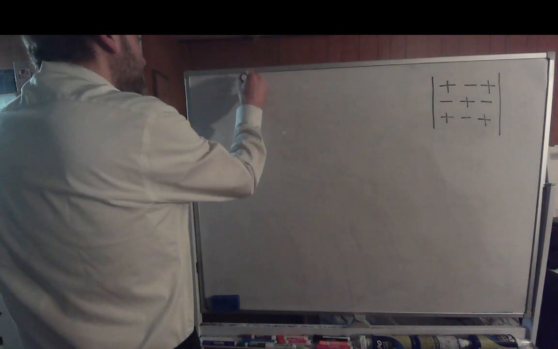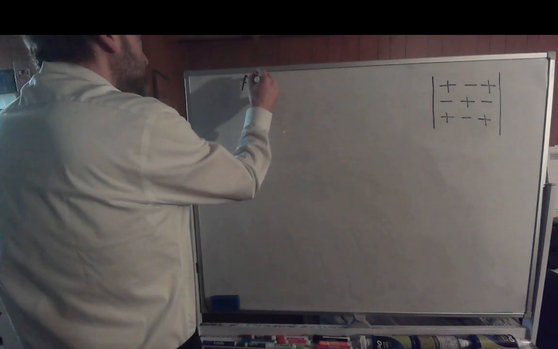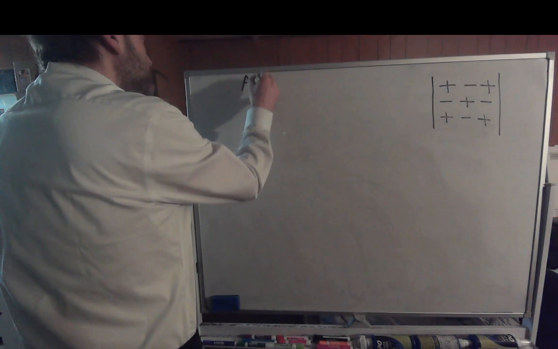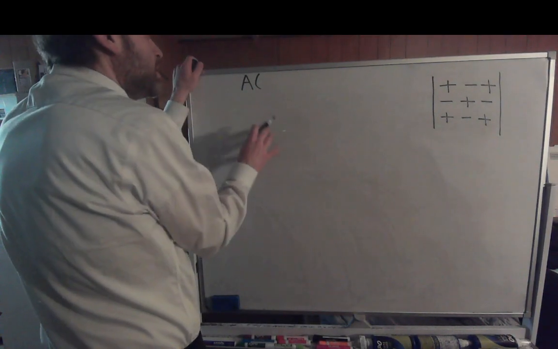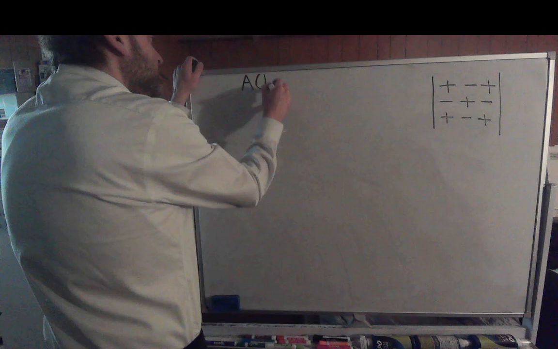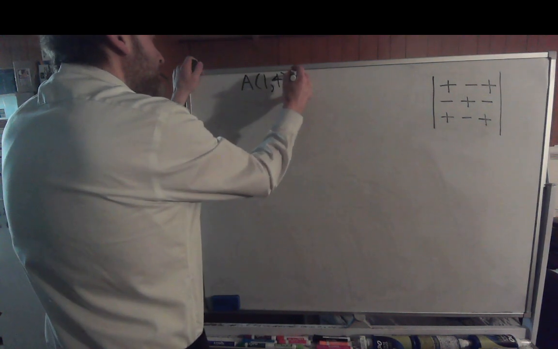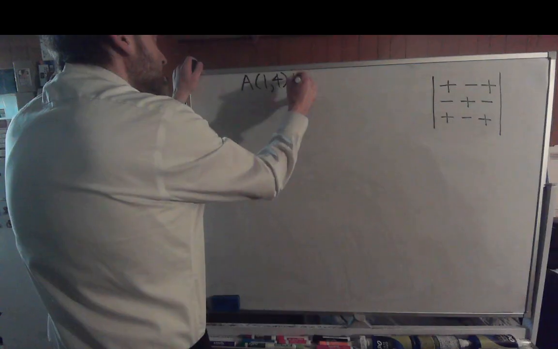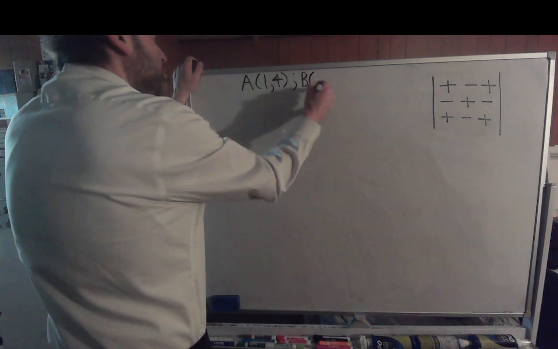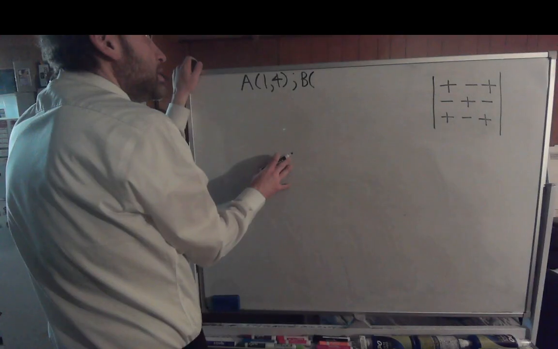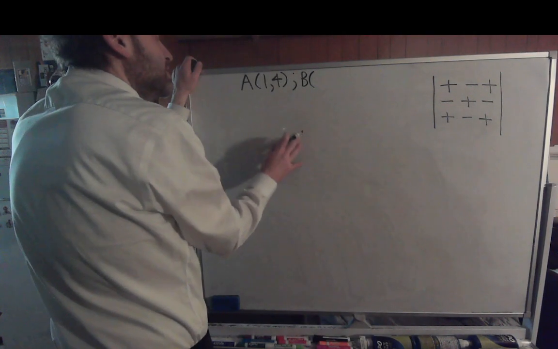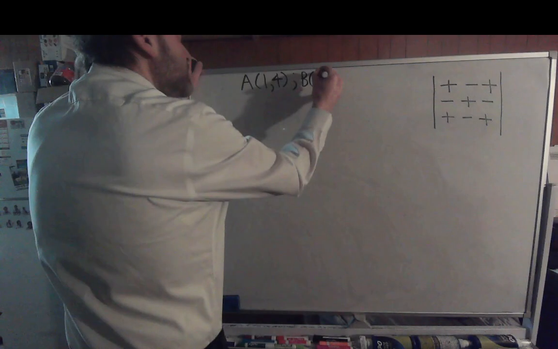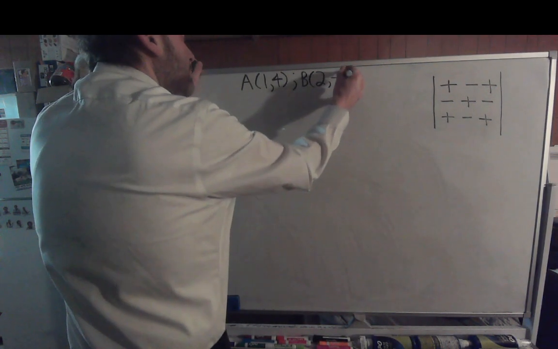So point A is going to be at the point 1, 4. Point B would be at the point, let's see, if I'm doing that, that would be 2, -1.